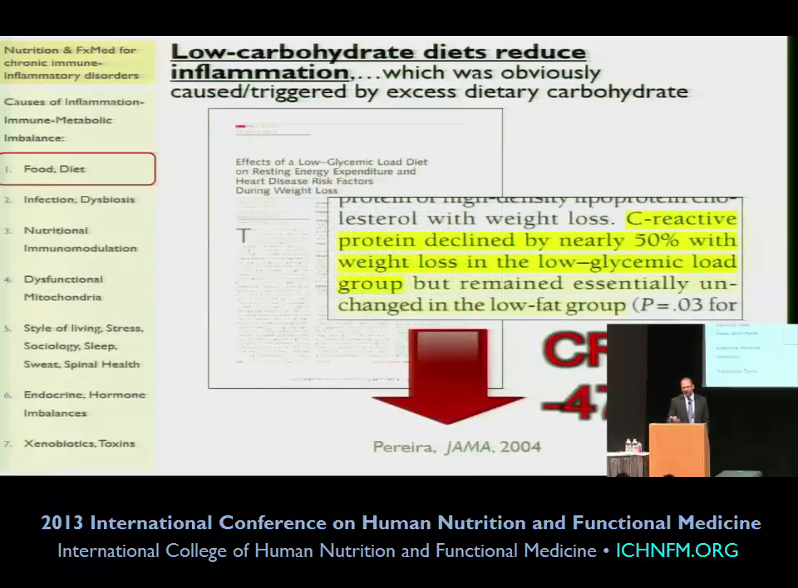Low carbohydrate diets have been shown to reduce inflammation. So how do we put people on a low carbohydrate diet that's nutrient dense? We have them moderate their intake of fruit, and we focus on vegetables, nuts, seeds, and berries. In this study published in JAMA in 2004, low carbohydrate diets were shown to reduce C-reactive protein by 47%. That's very significant.